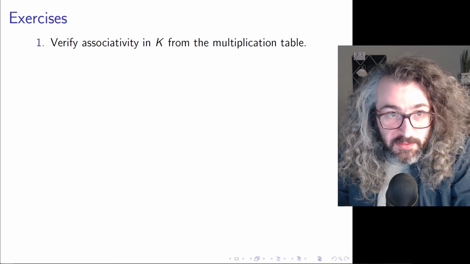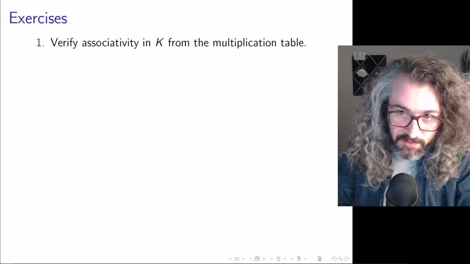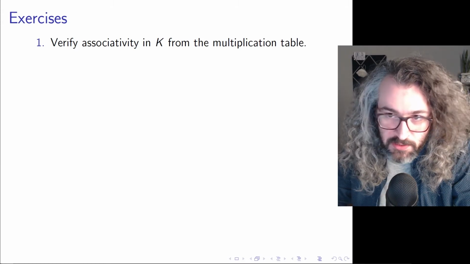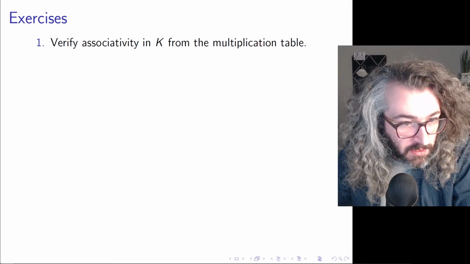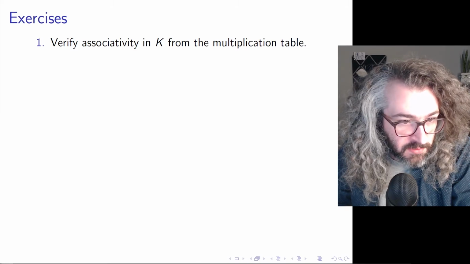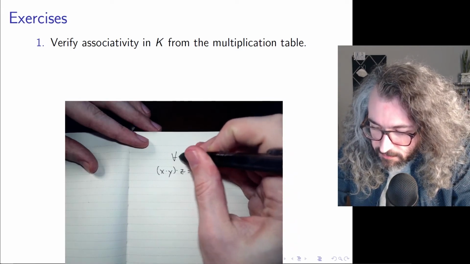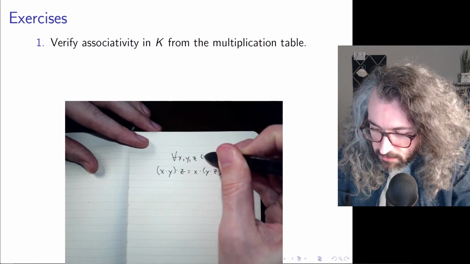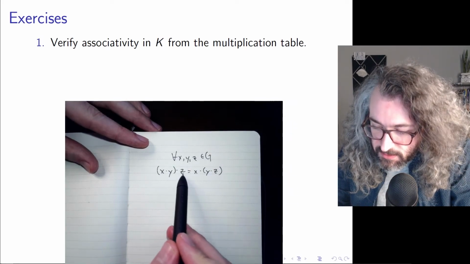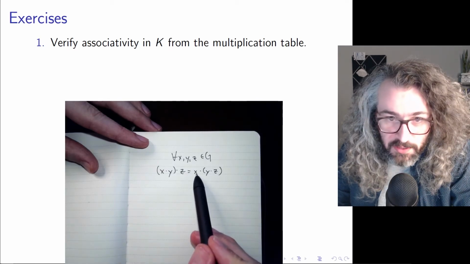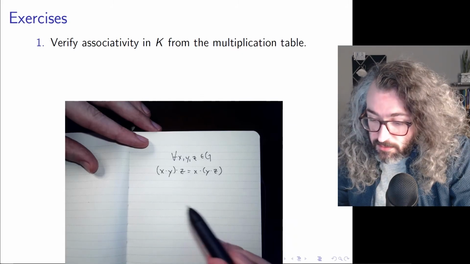So the first exercise is to verify associativity from the multiplication table. At the start of the video, I wrote out a 4x4 multiplication table. I told you it was a group operation. Part of that's associativity, but I didn't actually check that it was associative. So remember that associativity says that for every x, y, and z in the group, if you multiply x times y, and then times z like this, you get the same answer as if you multiply x times y times z like this.